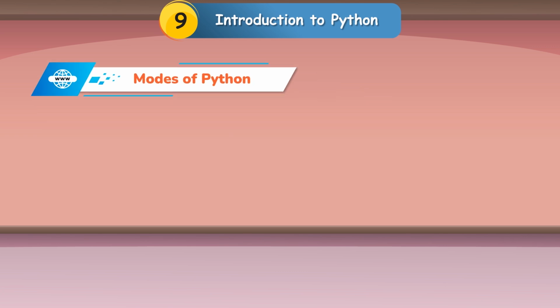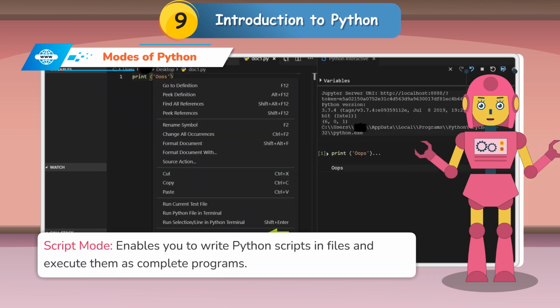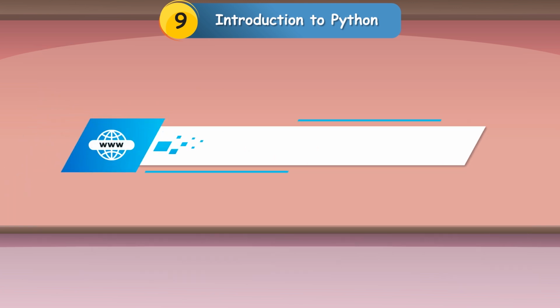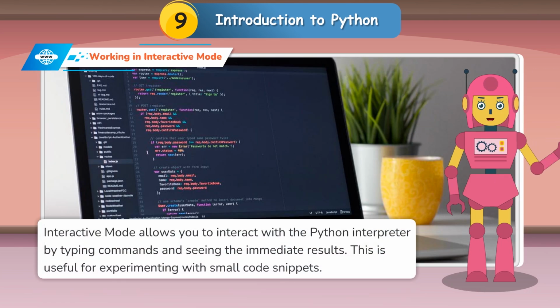Modes of Python. Python can be used in two primary modes. Interactive mode allows you to write and execute Python code directly in the command line. Script mode enables you to write Python scripts in files and execute them as complete programs. Working in interactive mode. Interactive mode allows you to interact with the Python interpreter by typing commands and seeing the immediate results. This is useful for experimenting with small code snippets.